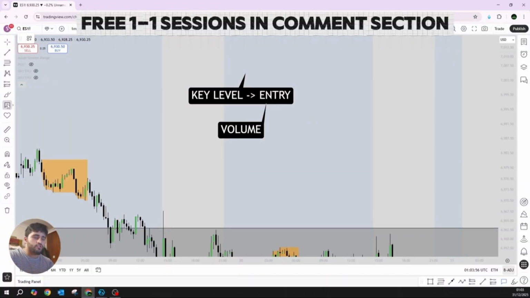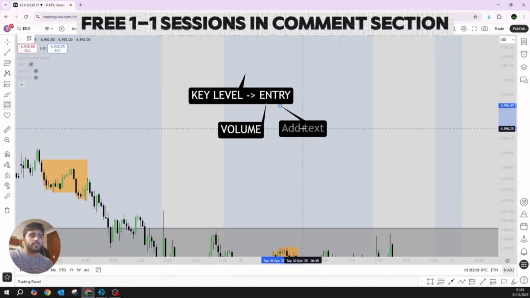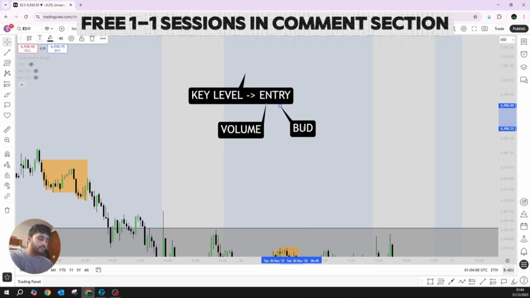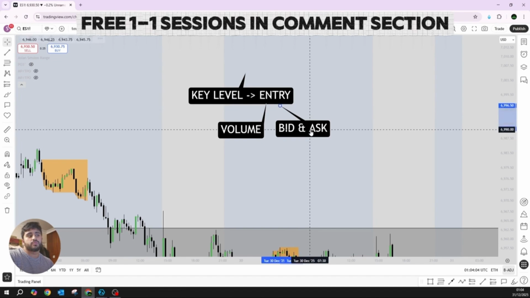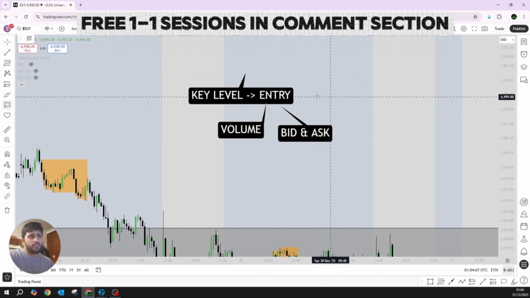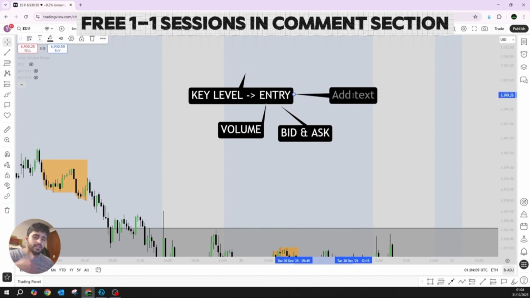You want to be trading during areas of high volume, and you want to be looking at the order flow, so specifically the bid and the ask, right? So these are the two things you want to be looking for in terms of your entries. And the last thing following on from entries is you need to know why you are entering a trade specifically.